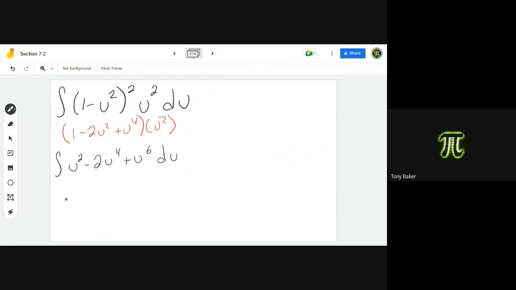So now we can do the integration of this. u to the third over 3 minus 2u to the fifth over 5 plus u to the seventh over 7 plus c.